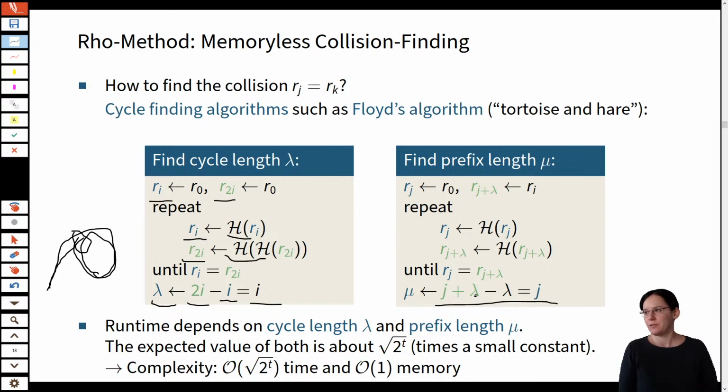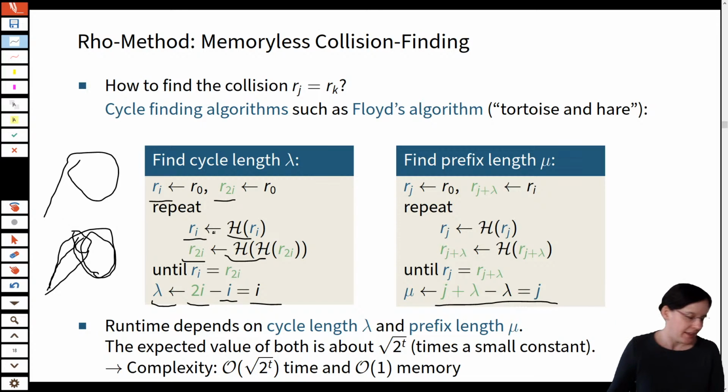And this way I've found both the parameters of my system, so both the length of the tail and the length of the cycle. And when I have both of them, I can simply step forward to this meeting point here, where I have a collision.